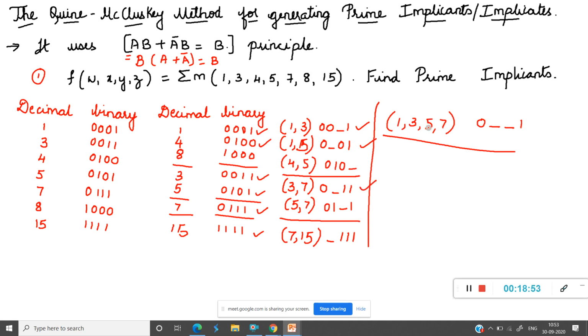Next 5, 7. 5 and 7 both are there. See here. Both are there. So put a tick mark. 7 and 15. No, it is not there. So 7 and 15 is not there. So don't put a tick mark. Okay. Students, the last step. Which are not put a tick mark, those are the prime implicants. I repeat, those which are not put a tick mark, those are the prime implicants.